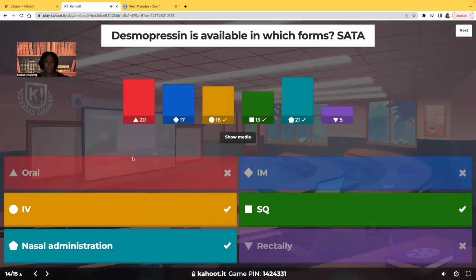Okay. It cannot be given orally. It cannot be given intramuscularly, but it can be given IV, sub-Q in the fatty area, nasal administration, these 3 right here. It cannot be given rectally. Sub-Q, IV, or nasally.